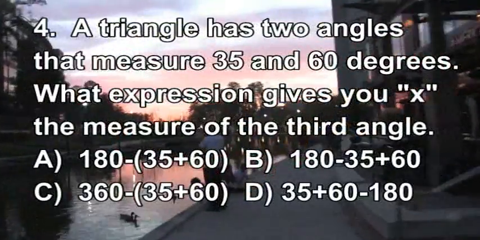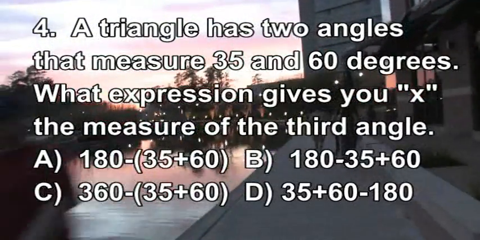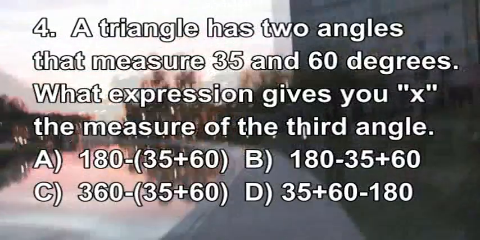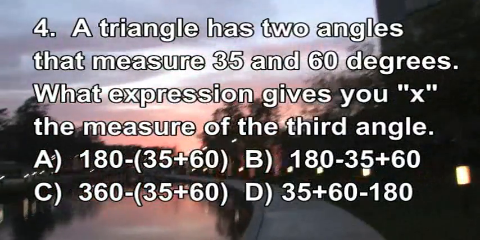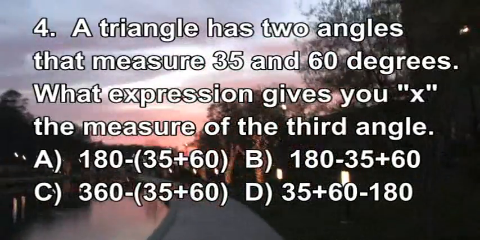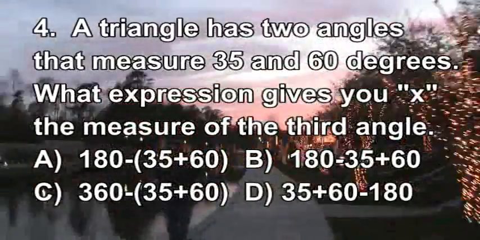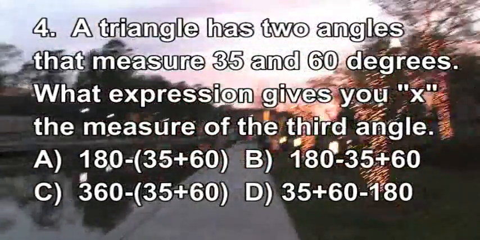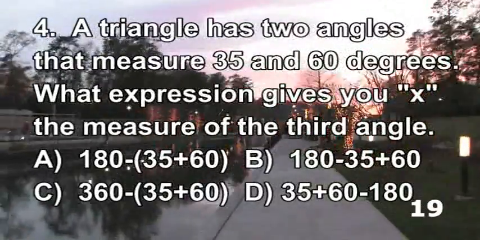Question 4. A triangle has 2 angles that measure 35 and 60 degrees. What expression gives you x, the measure of the third angle? A, 180 minus parentheses 35 plus 60 close parentheses, B, 180 minus 35 plus 60, C, 360 minus parentheses 35 plus 60 close parentheses, or D, 35 plus 60 minus 180.